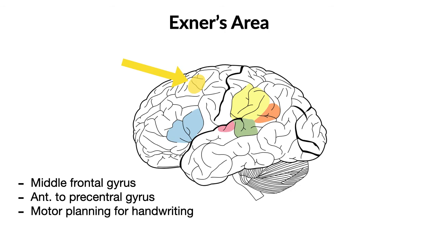And it's for motor planning for handwriting. And if you have an injury in Exner's area, you're going to have deficits in handwriting. Not that you can't move your hands, but to have the coordinated pattern of movements that is required to write a word, there's going to be a deficit there.